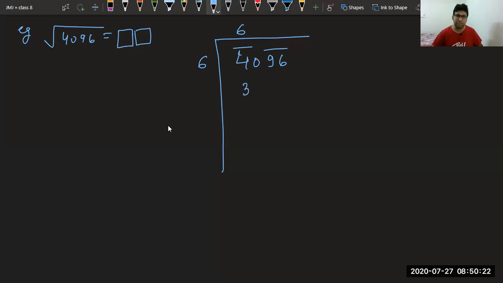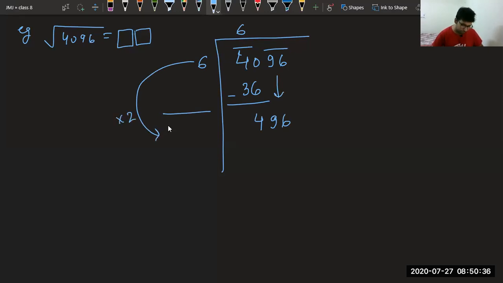It will give us 6 6s are 36. What is the remainder? Remainder is 4. 96 will come as it is. Now, as usual, we will do twice of this 6. Sir, I know this, that's why. Okay. So, twice of 6 is 12.